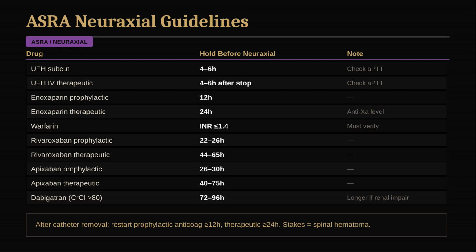Longer for renal impairment. After catheter removal, restart anticoagulation no sooner than 12 hours for prophylactic dosing, 24 hours for therapeutic dosing. When in doubt, call the ASRA hotline. These guidelines update, and the stakes are a spinal hematoma.